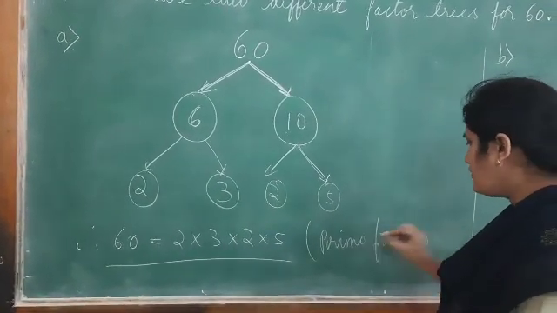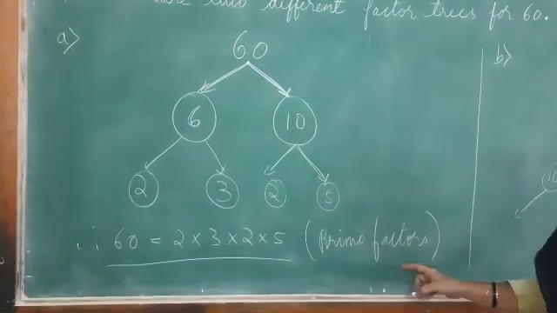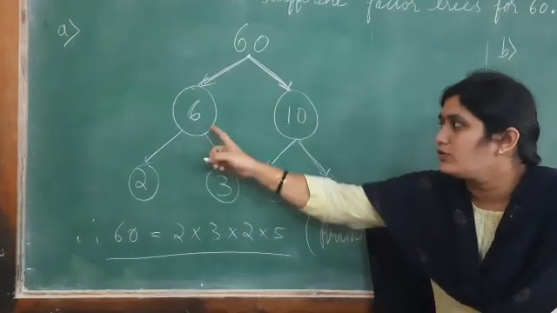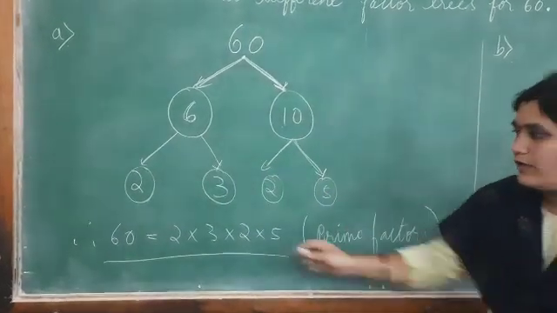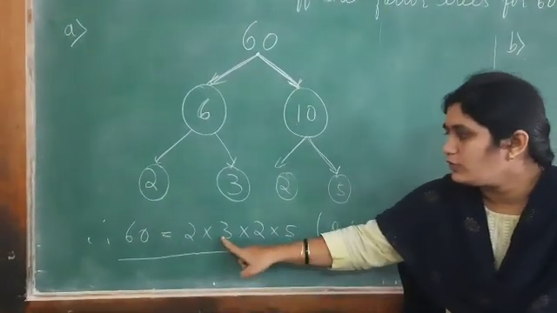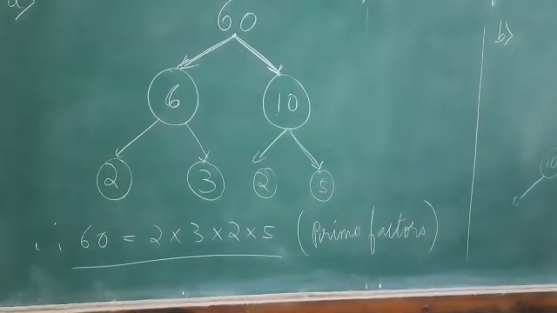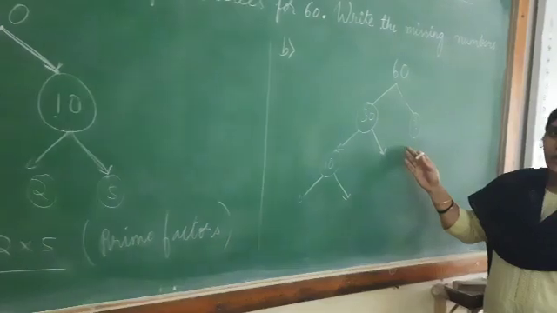So this factor tree can be written in the form of 6 into 10, and 6 as 2 into 3, 10 as 2 into 5, and 60 is equal to 2 into 3 into 2 into 5. All are prime factors. Now let us move on to the second problem.